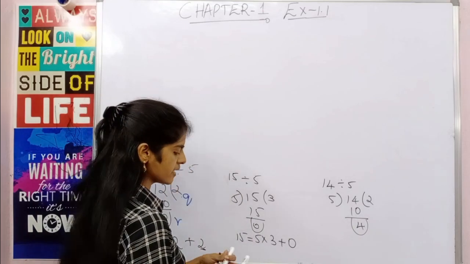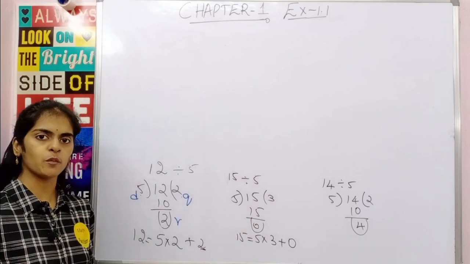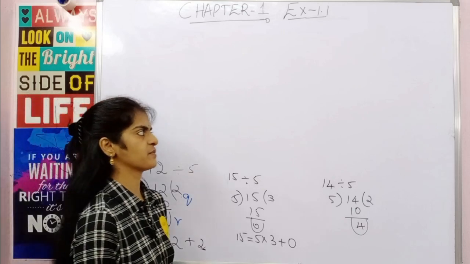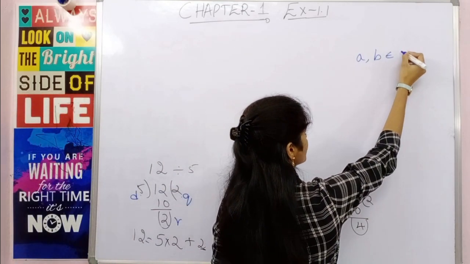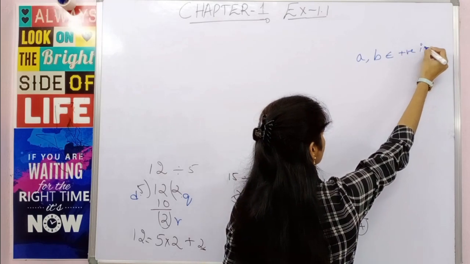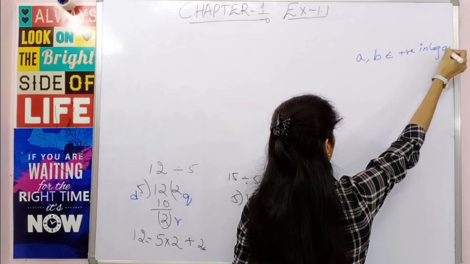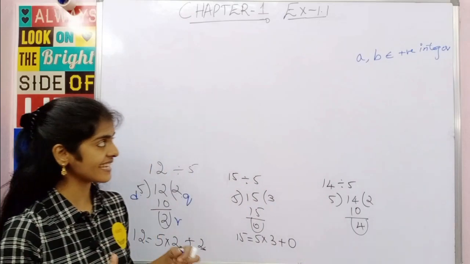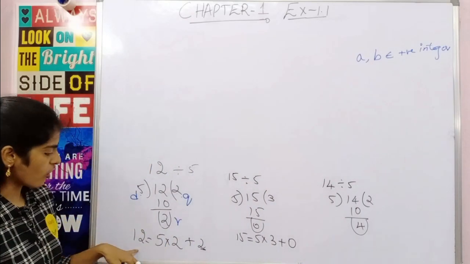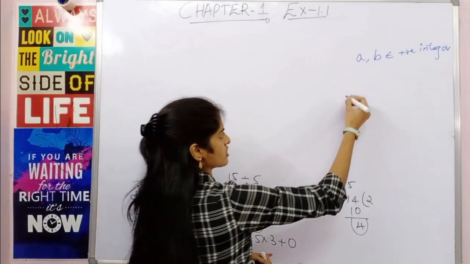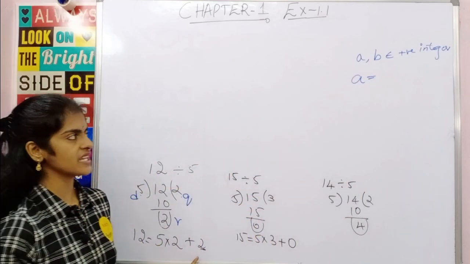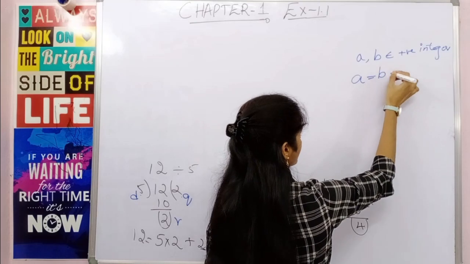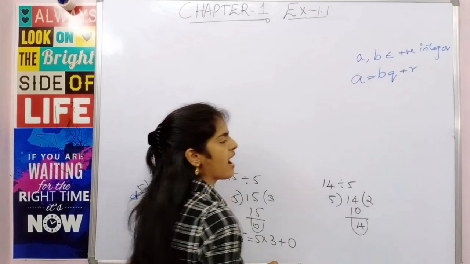So the same thing Euclid has given in the form of an algorithm, okay. So what is it? Suppose A and B are two positive integers, okay, they are positive integers. Then they can be expressed in this form: A can be expressed as BQ plus R. The same thing they are writing as BQ plus R, okay.